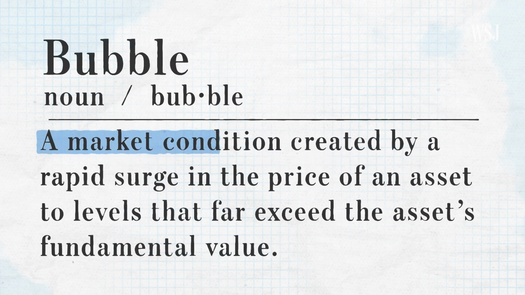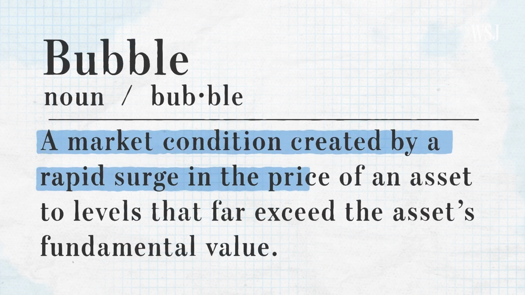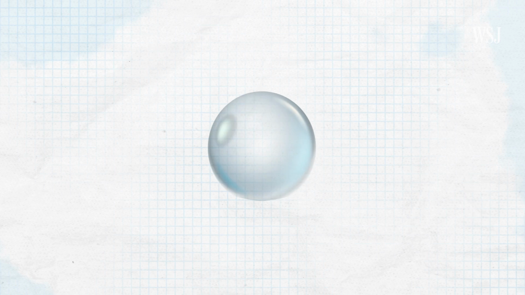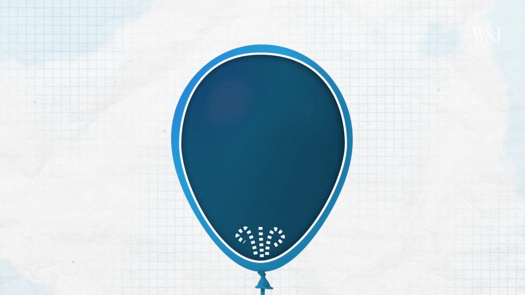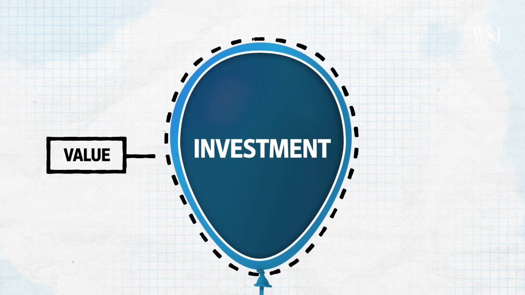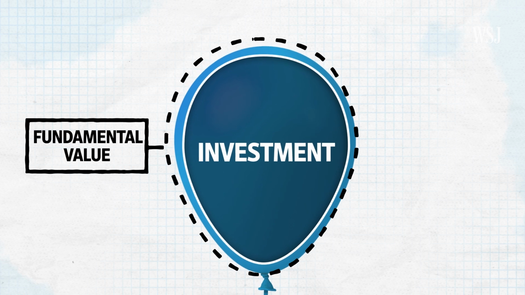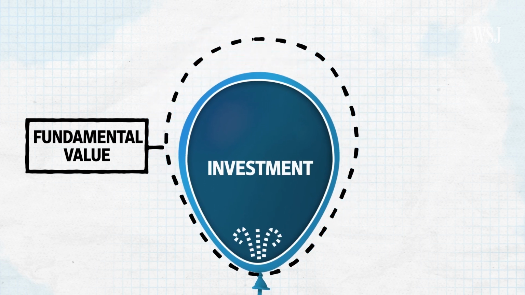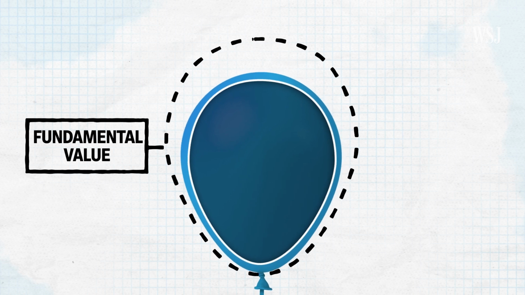A bubble is a market condition created by a rapid surge in the price of an asset to levels that far exceed that asset's fundamental value. Here, it's helpful to think of an asset bubble more like a balloon, where the air inside represents investment, and the size is its value. The balloon has an ideal size, its fundamental value, but it can inflate and deflate as air is put in or pulled out. And investors have ways to track these movements.